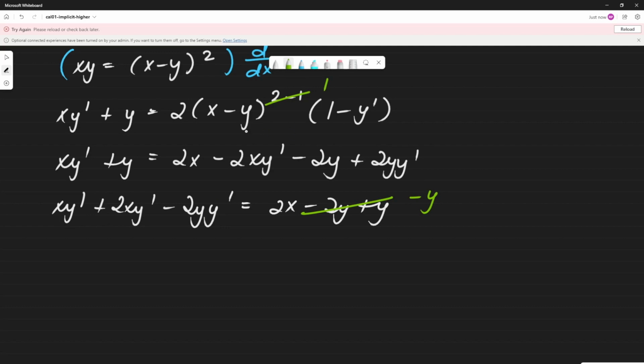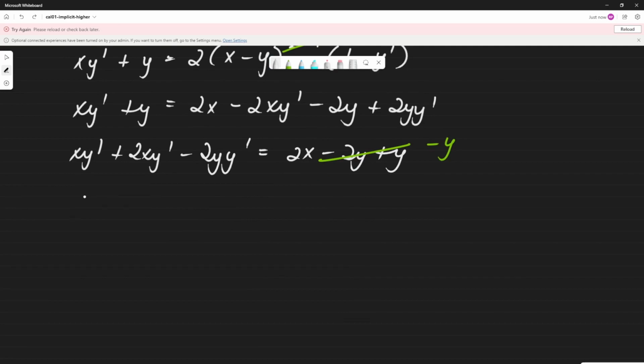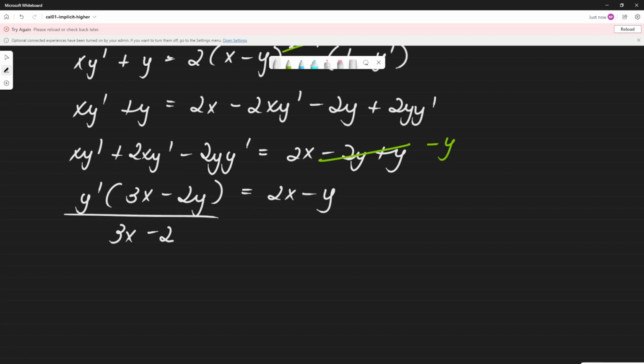So, let's factor out the y prime on the left side. So, we will arrive with y prime times the quantity x plus 2x, that is 3x, minus 2y is equal to 2x minus y. Then, let's divide both sides by 3x minus 2y to isolate.